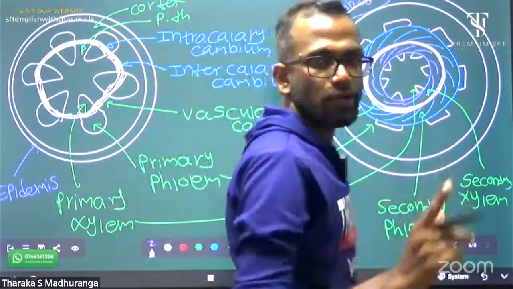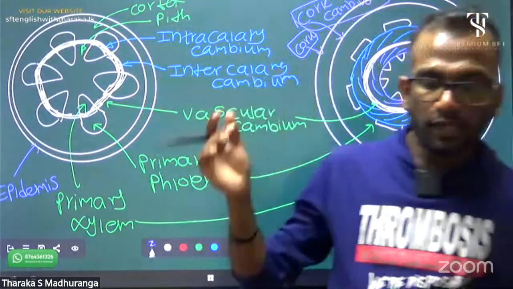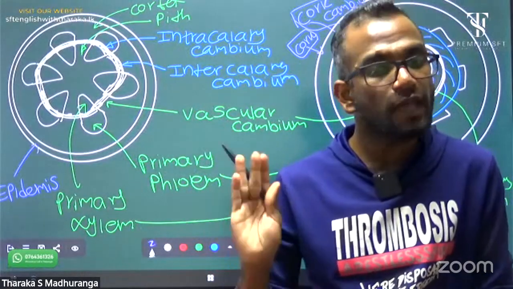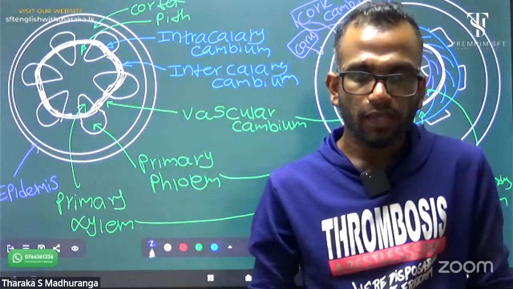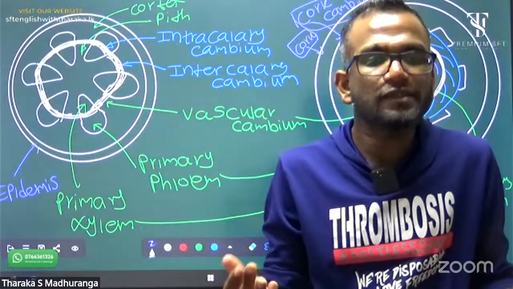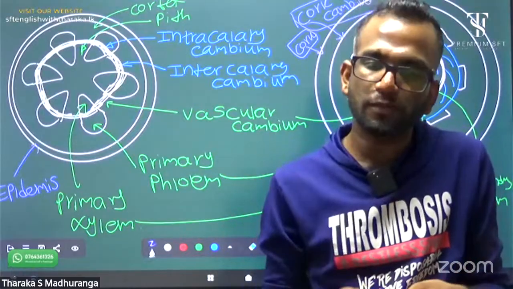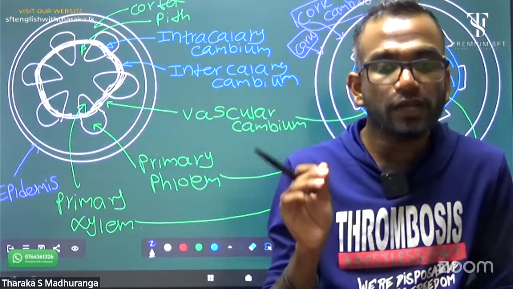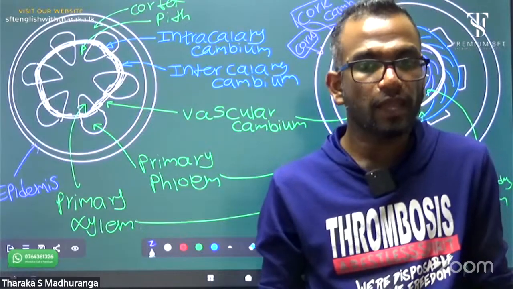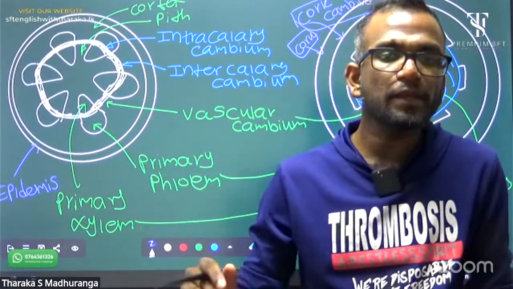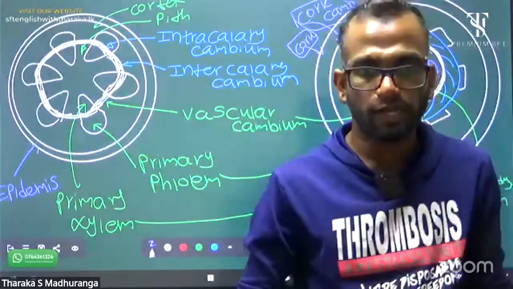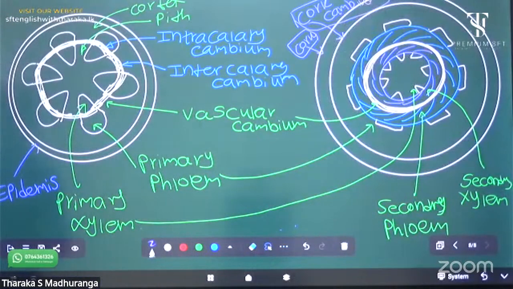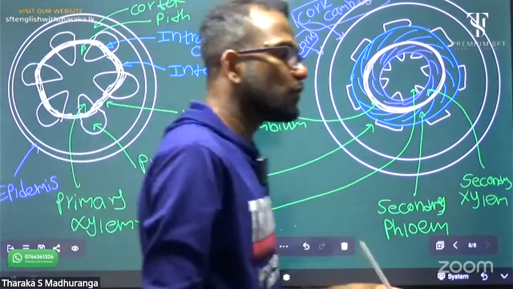Very important final point. With the increase in thickness, what happened? The epidermis cannot tolerate it, so the epidermis will break down. It doesn't remain as the epidermis, therefore when the thickness increases, the epidermis will break down. As a result, a new protection layer comes into the plant stem, that we call cork. This cork cambium produces a new cell layer that we call cork, C-O-R-K. Okay, that's the full story of secondary growth.